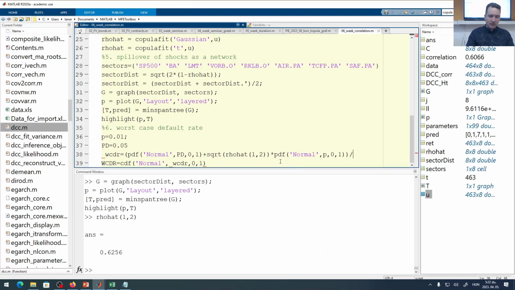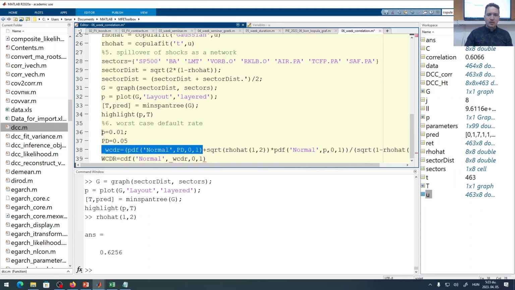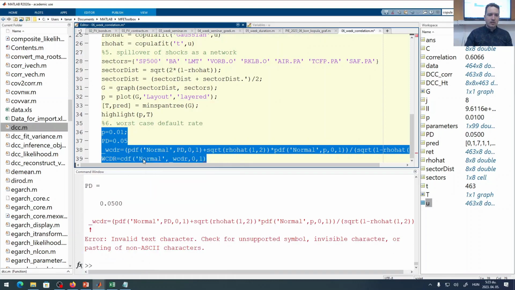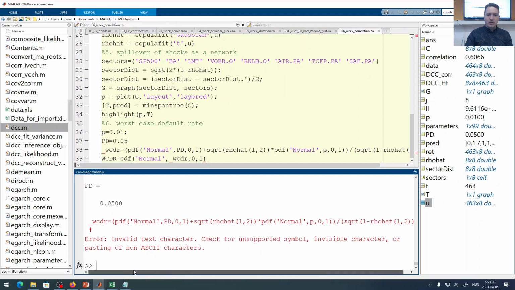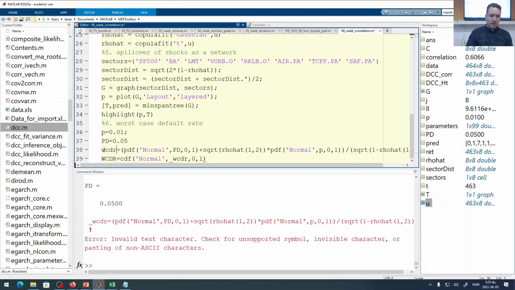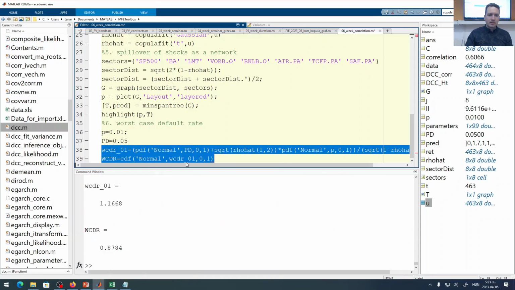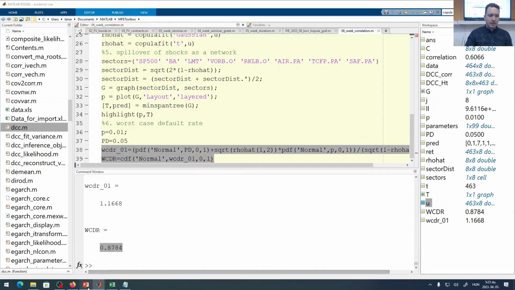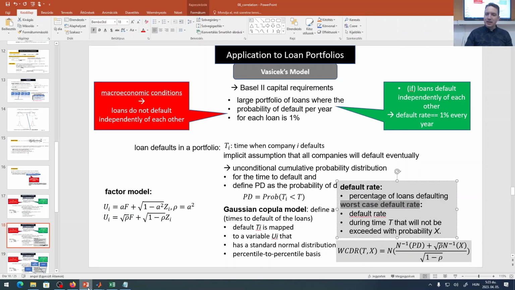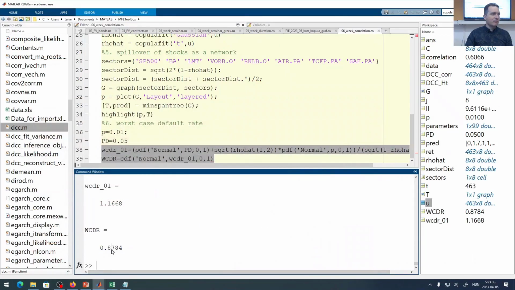And then SQRT, 1 minus the rho. Okay. No, it doesn't like it. Okay, then. Yeah. So the worst case default rate is this number. Cool.